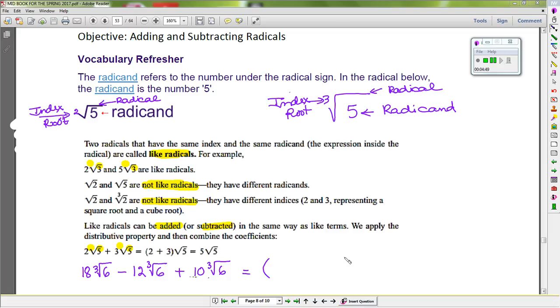So therefore you are going to have to think about your distribution property. Go ahead and factor or take your radical term out, so the cube root of 6 out. So inside you have 18 minus 12 plus 10. So 18 minus 12 is 6. 6 plus 10 is 16. So you have 16, and then you put your radical term next to this. So the cube root of 6.